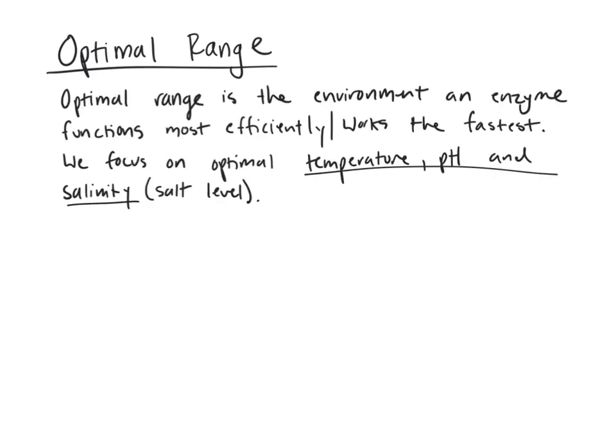Let's look at one example of an enzyme that's found inside of the human body called pepsin. Pepsin is a digestive enzyme, meaning that it is found in the stomach and it helps break down proteins into amino acids. Because it's breaking something down, this is an example of a catabolic enzyme.